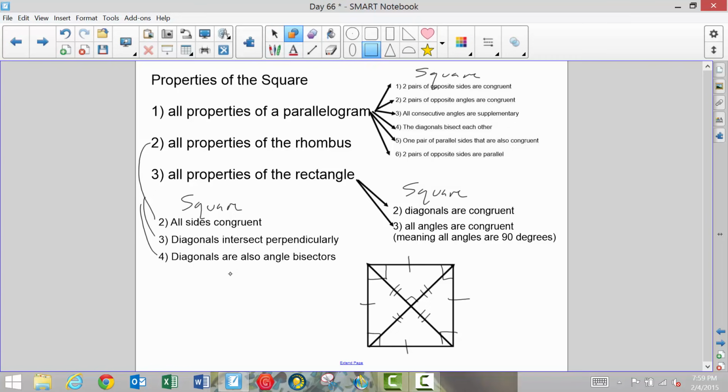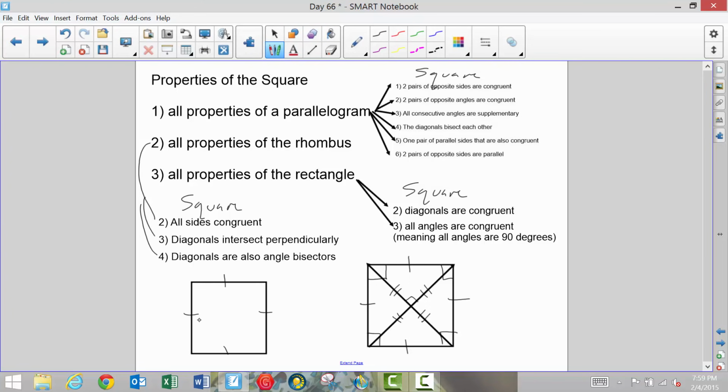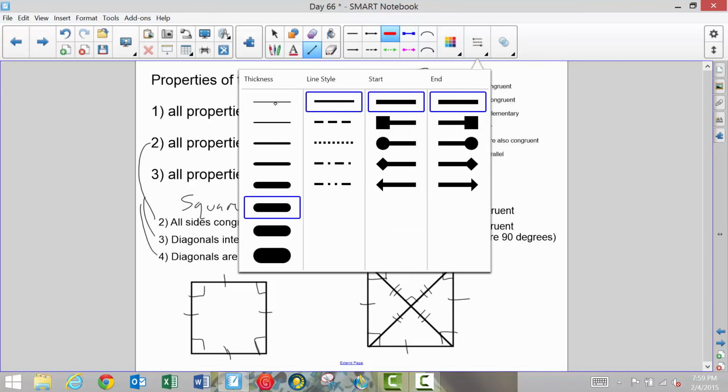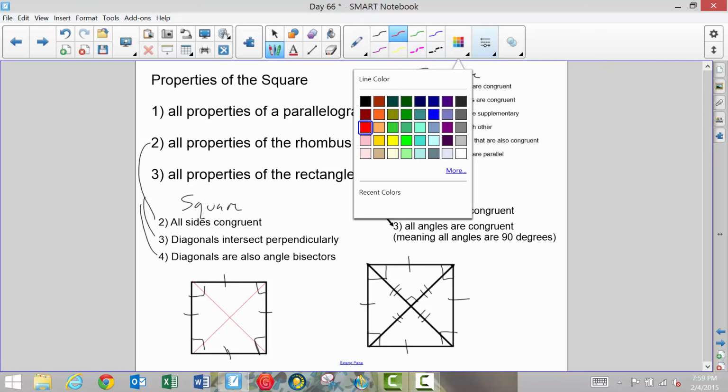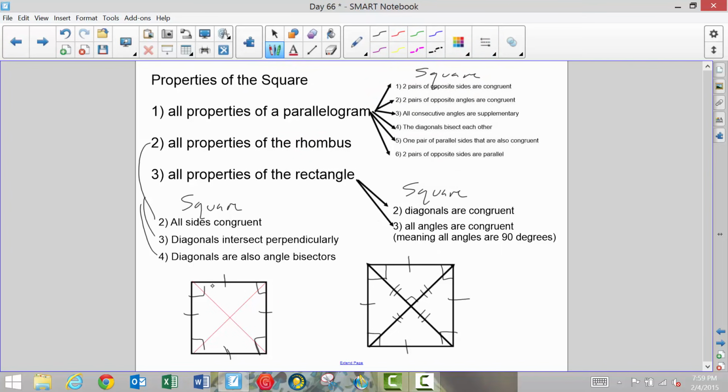And the one that I want to also add in, if you have a square, so here's my square, and I draw in my diagonals. So I'm drawing my diagonals. I also know that the diagonals are angle bisectors. So I know that this is 45, this is 45, 45, 45, 45, 45, 45, 45, and 90 there.